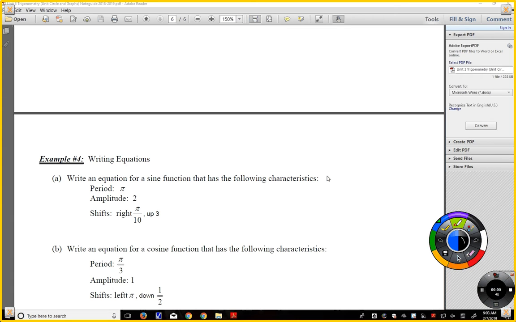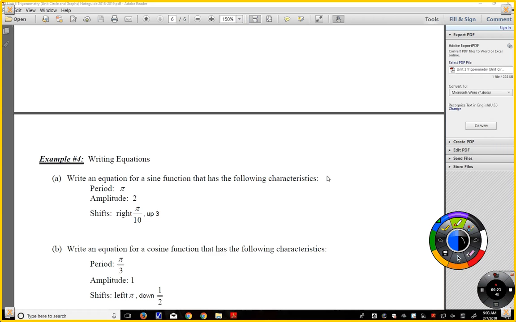Before, you were given the equation, and you had to pick out the important information, like period, amplitude, and shifting, and then put it onto the graph. Now this is saying, if you know these are the characteristics, period, amplitude, and shifting, could you just give me an equation that represents this? Okay?